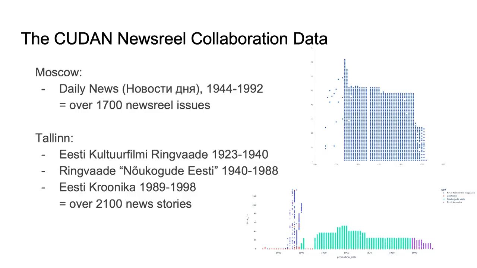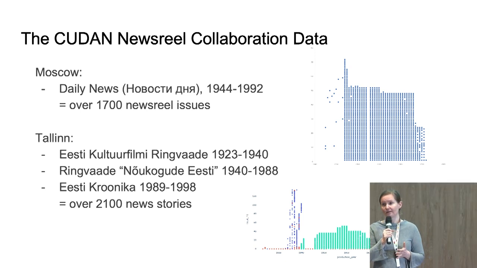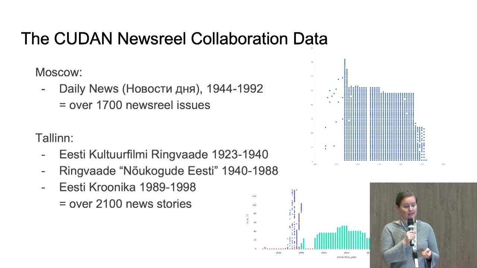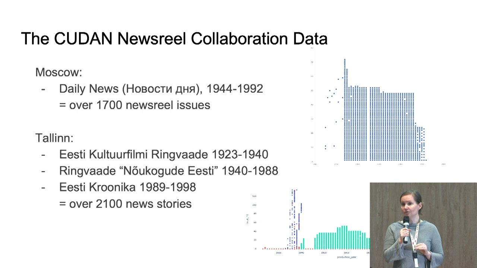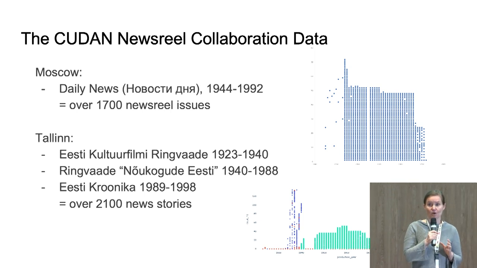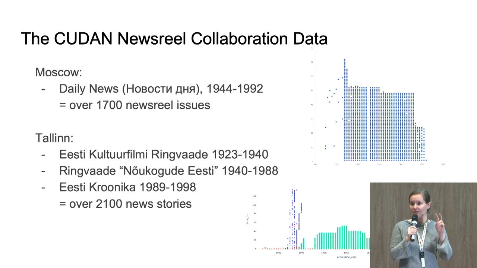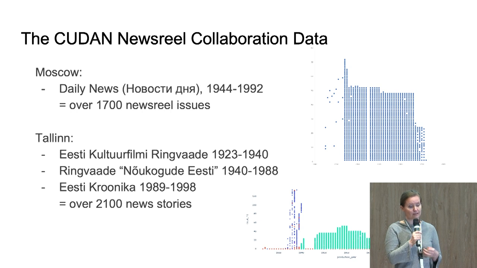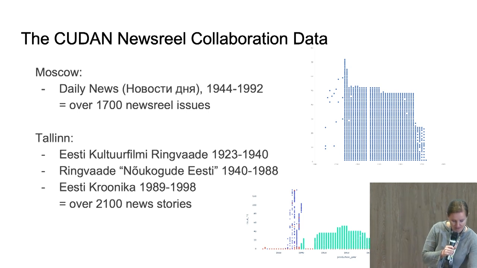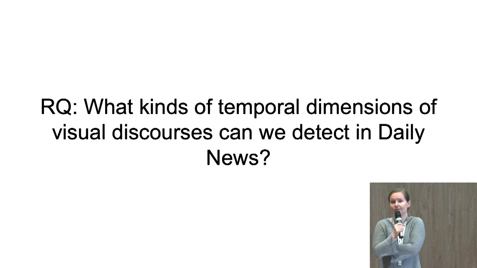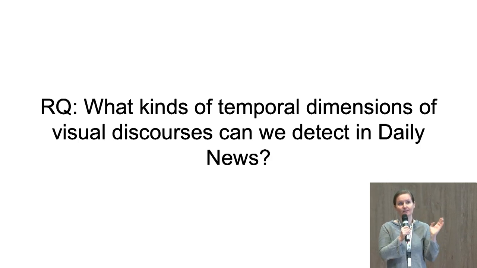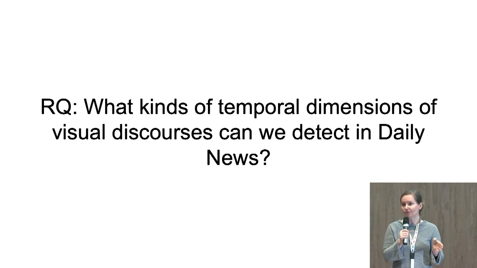Altogether, we have two data sets. One of them is a data set of Soviet newsreels, basically 10,000 newsreels produced from the 1930s until the 1990s. And we also have a similar collection of Estonian newsreels. But in this particular talk, I will be focusing on newsreels produced in Moscow, the central series. I can say this is like the Pravda of newsreels. That was the central newsreel series that was produced starting from 1944 until 1992.